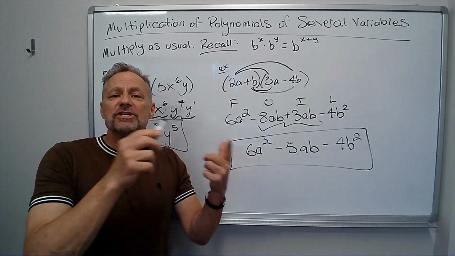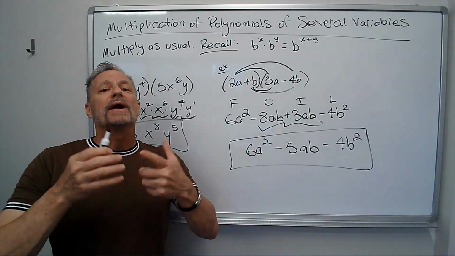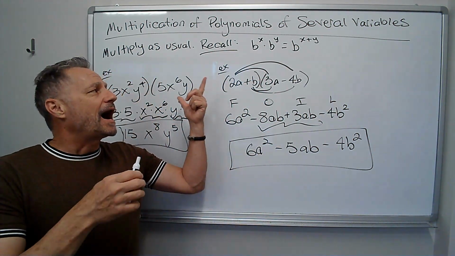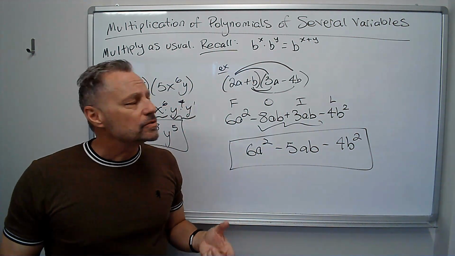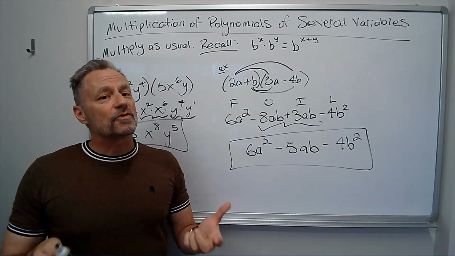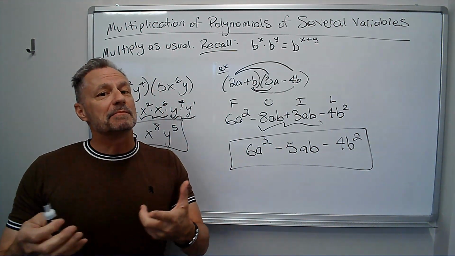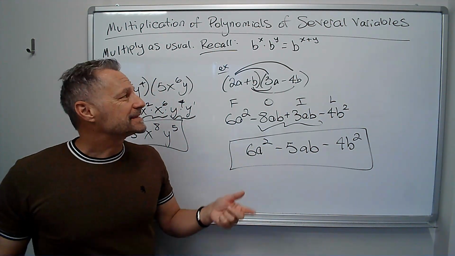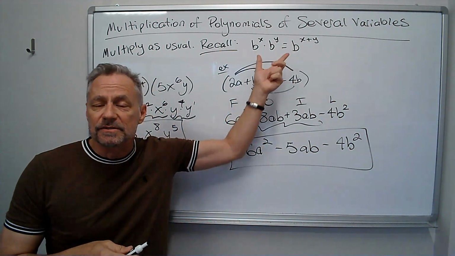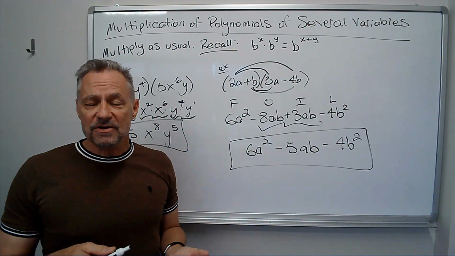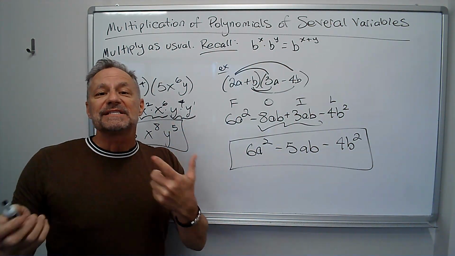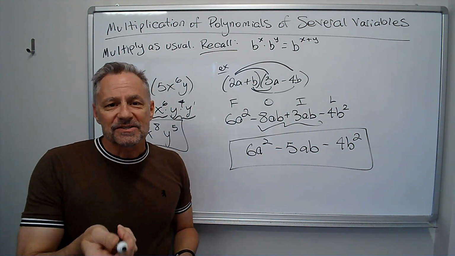So I may need to FOIL. I may need to use the distributive property. Whatever the case is, I just multiply as I always do. Don't get confused or frustrated or anxious about there being more than one variable. Treat them the same way. You may need to do this, but that's about the only difference. So don't be scared by these. Just practice them and you'll get them pretty quickly.